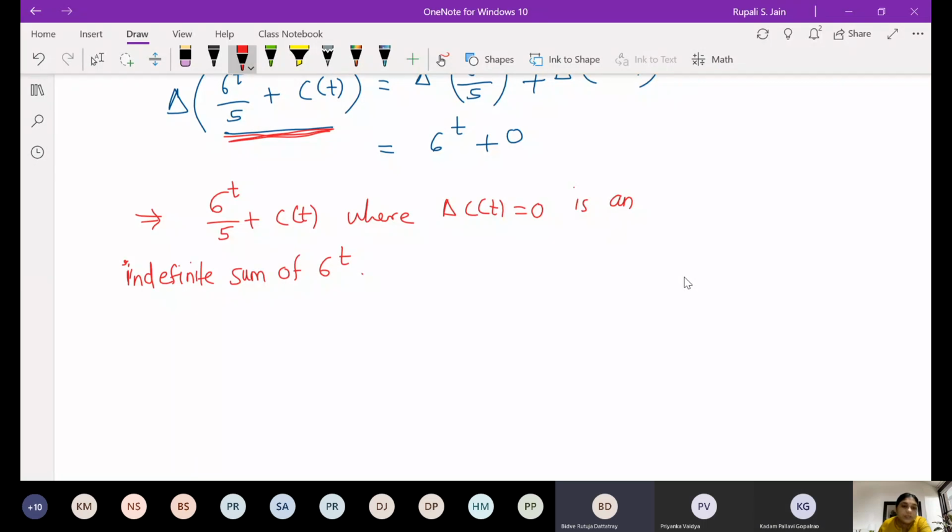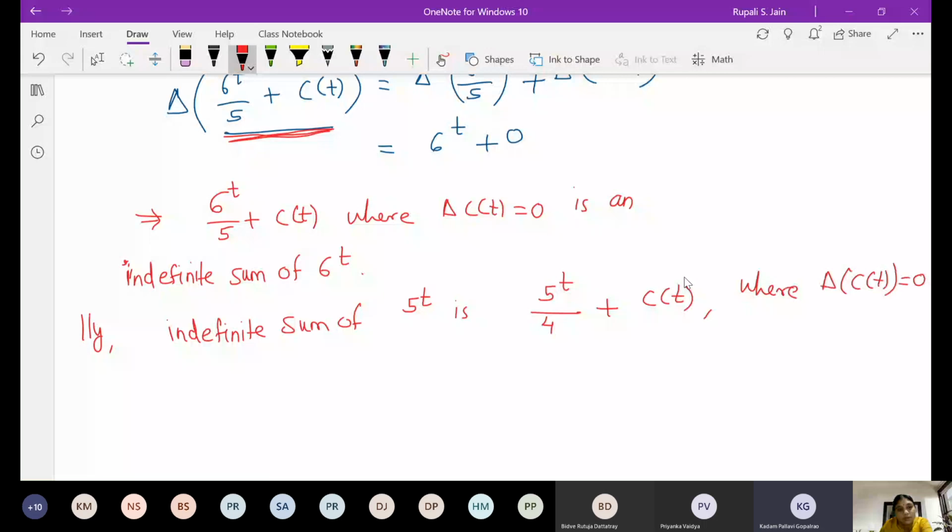So similarly, can you say what is the indefinite sum of 5 raised to t? Five raised to t upon 4. The indefinite sum of 5 raised to t is 5 raised to t by 4. But I can have c of t where delta c of t is equal to 0. Is that correct?